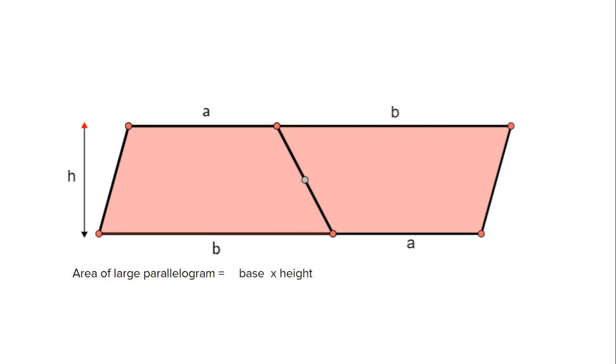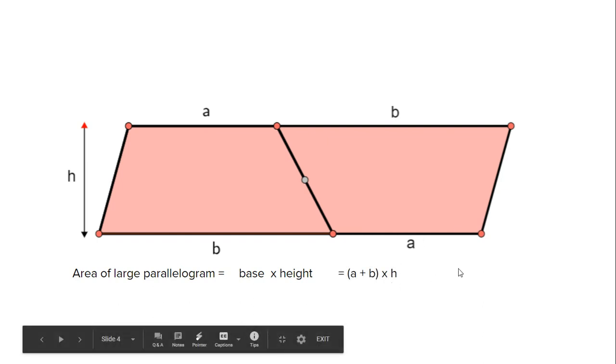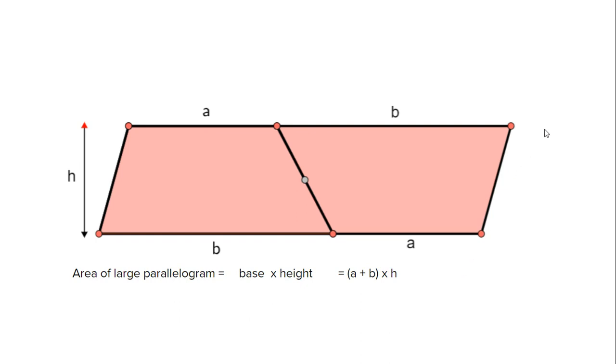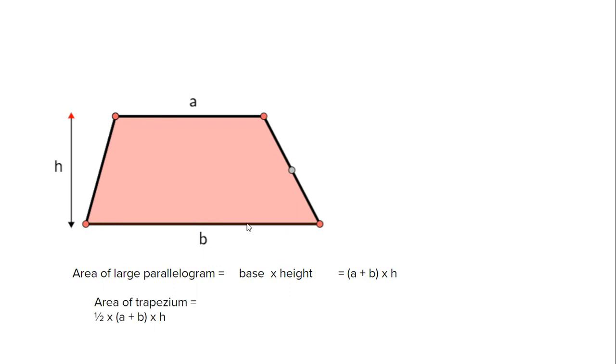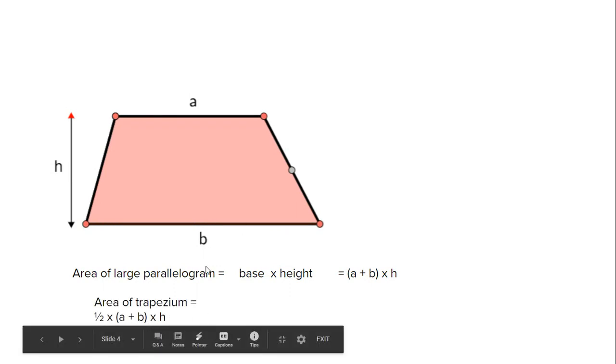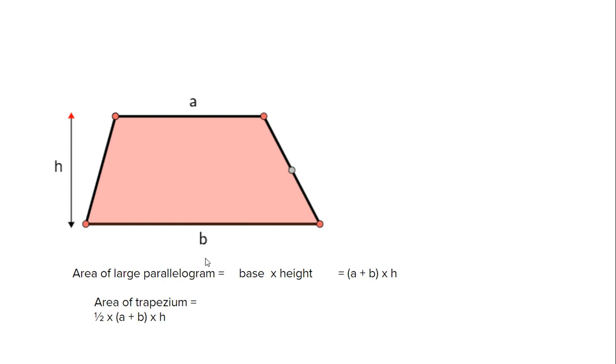My base is this B and A, so my base is going to be A plus B, and I multiply all of that by the height. But that gives me the area of 2 trapezium. So I'm going to have to divide this formula by 2 to get 1 trapezium. So the area of a trapezium is this A plus B times the height, then multiplied by a half. Or you can think of multiplying by a half as the same as dividing by 2. They're both the same kind of thing. So I'm going to show you 3 different examples to practice the formula.